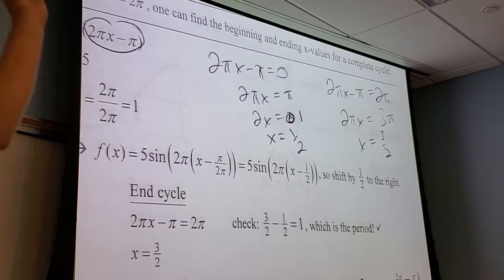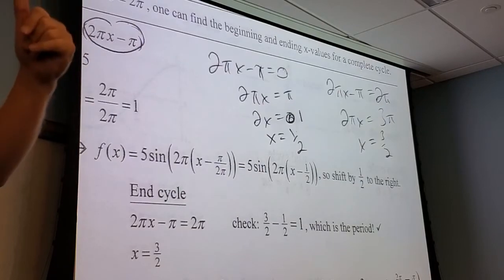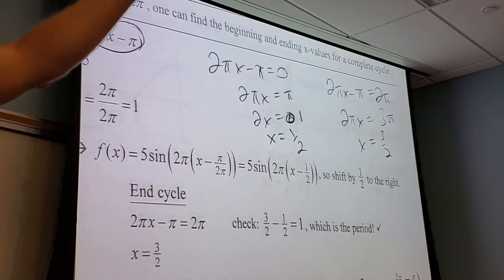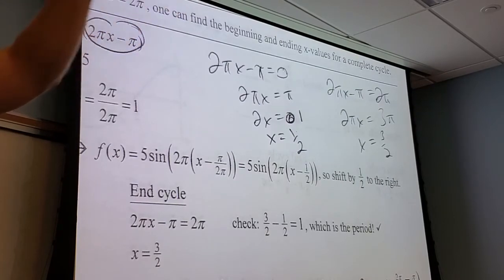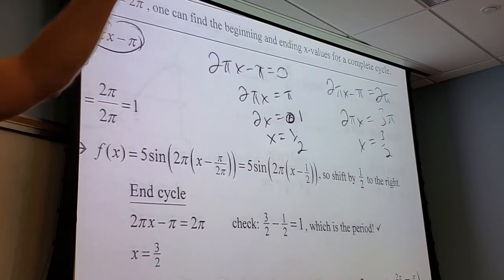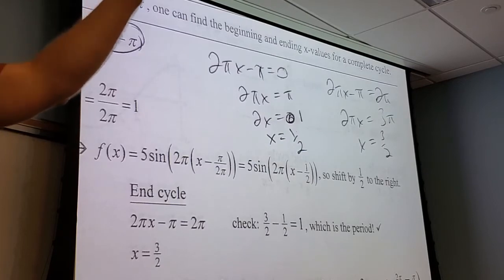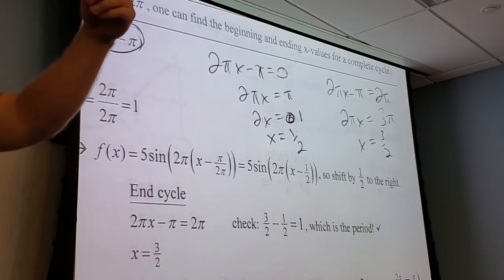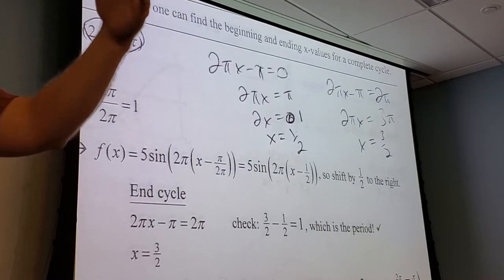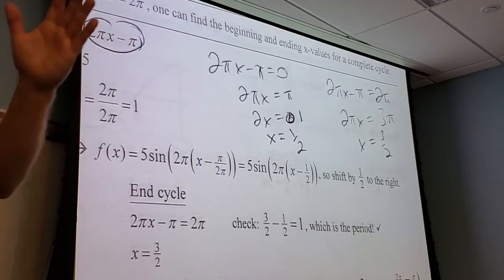So can you tell me, just based on what we just did, if it starts at 1/2 and it ends at 3/2, what's the period? 1/2 to 3/2. How long is that? What's 3/2 minus 1/2? So I can see how long that is. 3/2 minus 1/2, 1. So it's got a period of 1. Let's check that.